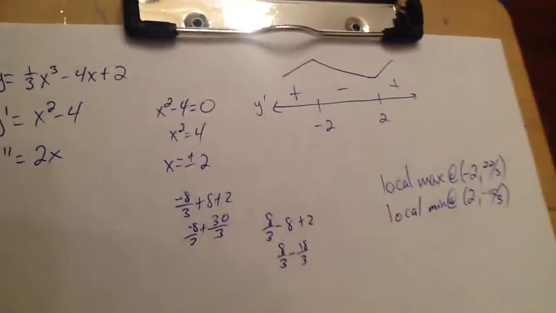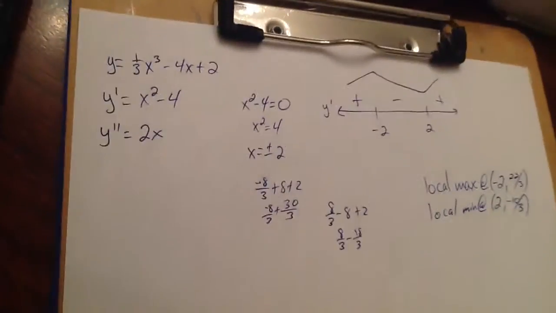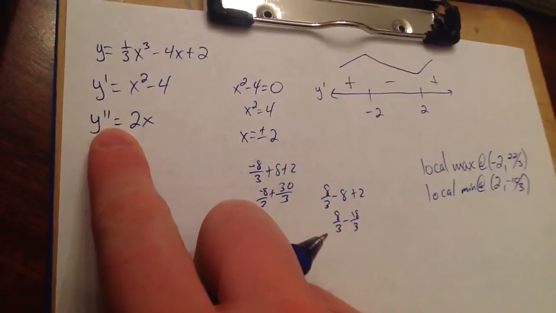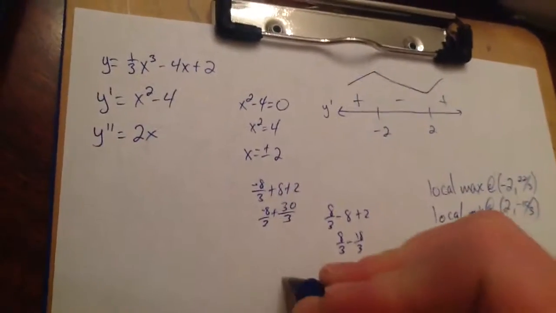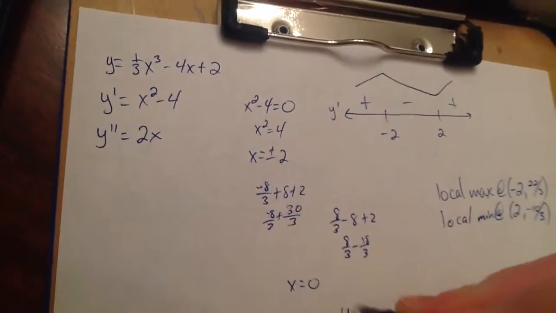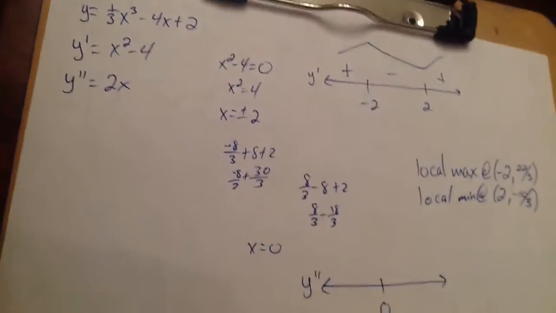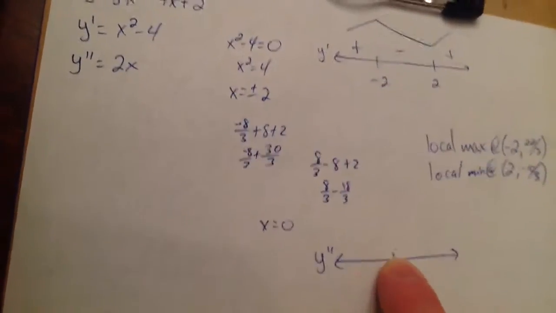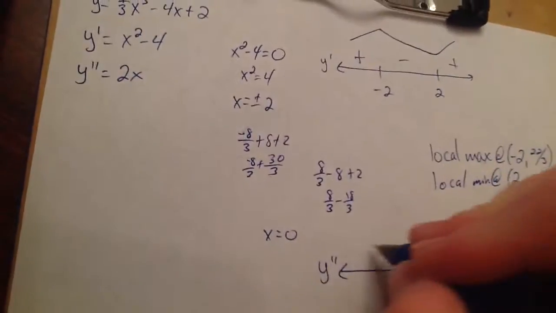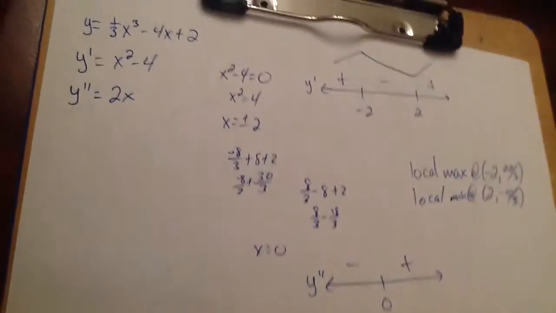There's min and max. What else did you have to? Oh, point of inflection. Second derivative equal to 0, so x equals 0. So your second derivative, x equals 0. So the only place it changes signs. See, to the left of that, it's going to be negative. To the right, it's going to be positive.